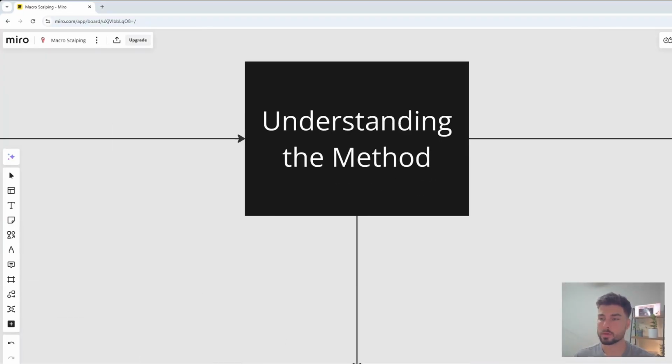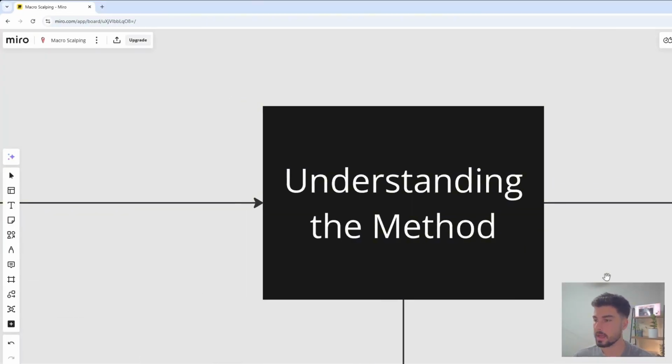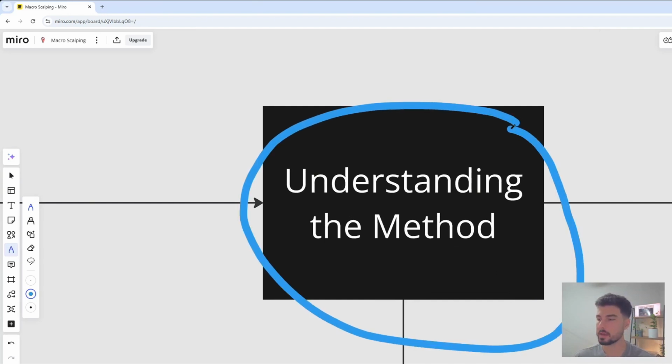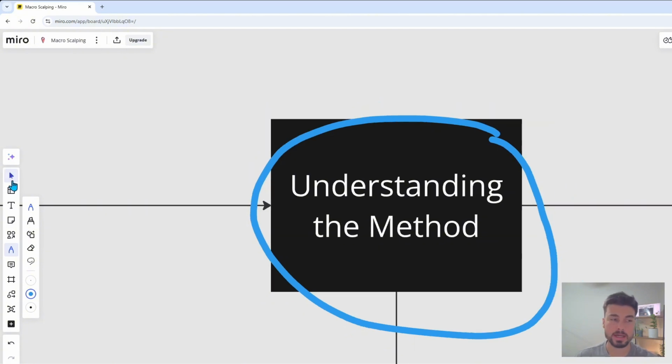Now, number 2, we're going to talk about understanding the method. And before we even get into this in further detail, understanding the method, guys, is what I am personally doing. This is my personal entry model. So if you're curious and you've seen my YouTube videos, this is what I do. And you need to understand a few things.